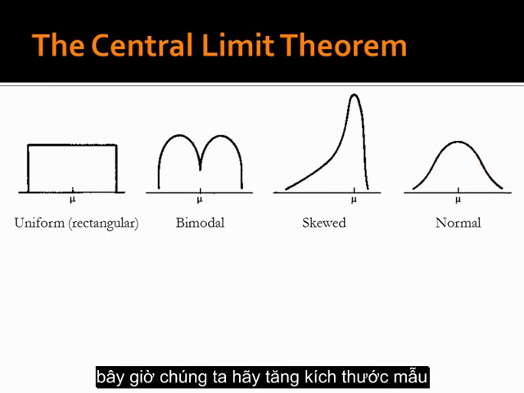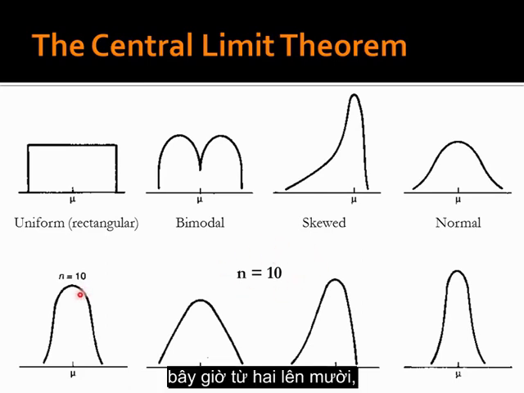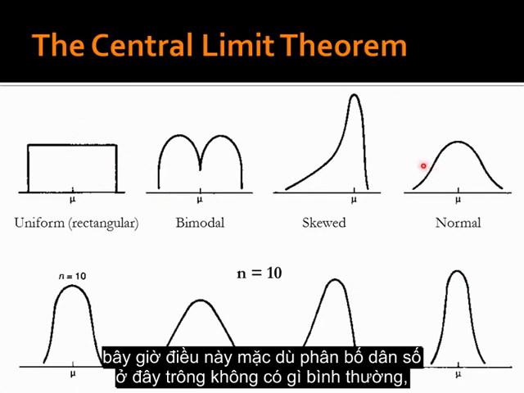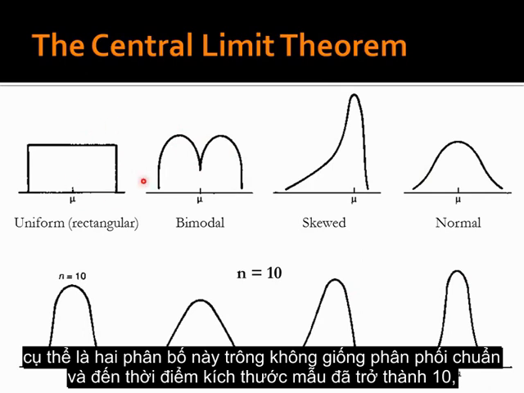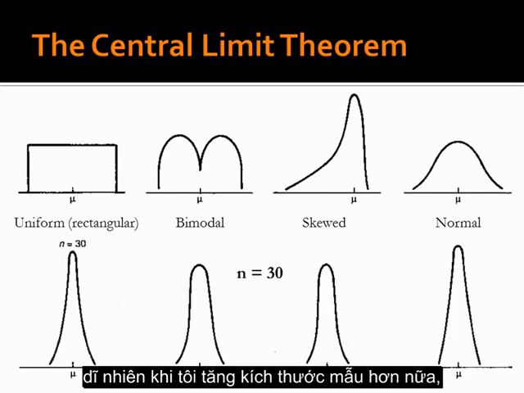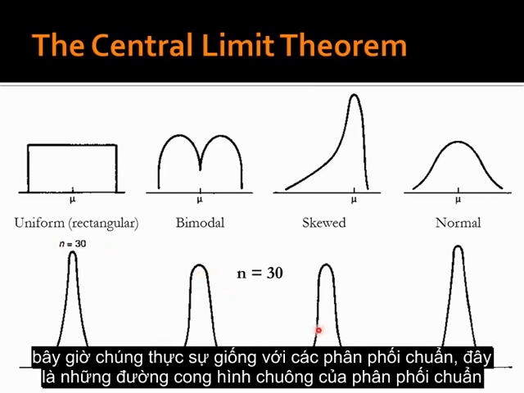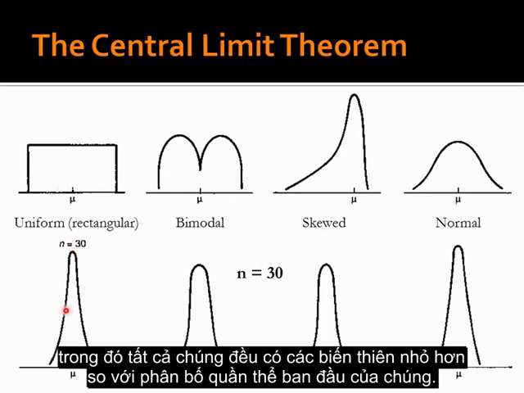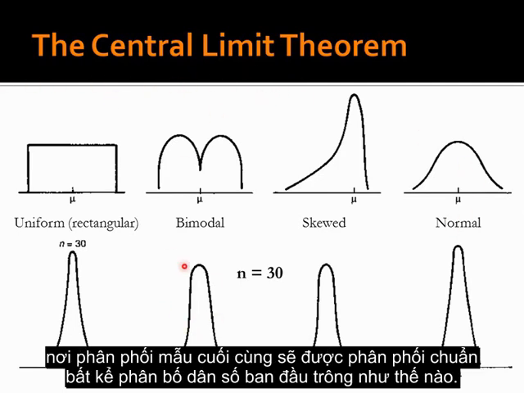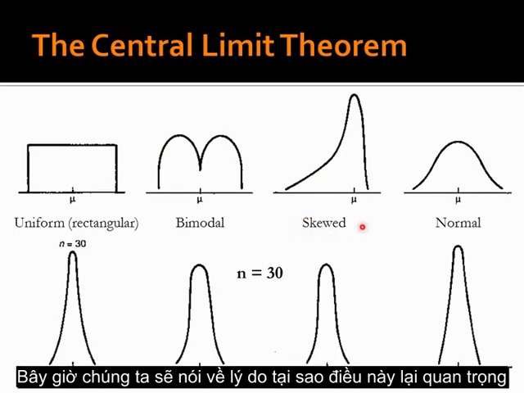Now let's increase the sample size from 2 to 10. If you've noticed here, they all start to resemble a normal distribution much more, even though the population distributions here look nothing normal. In particular these two look nothing like normal distributions, and yet by the time the sample size has become 10, they are starting to look like a bell curve already. As I increase the sample size further, now they really resemble normal distributions, right? These are normal distribution bell curves, where all of them, by the way, have variations smaller than their original population distribution. Okay, I hope this set of graphs helps to illustrate the last point of the central limit theorem, where the final sampling distribution will be normally distributed regardless of what the original population distribution looks like. Now we're going to talk about why this is important in a moment.